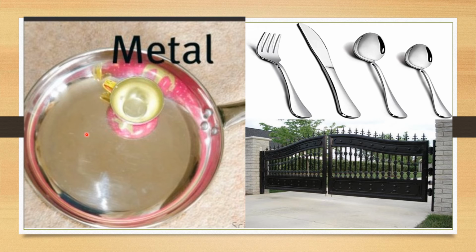Now, you can find some examples of objects that are made of metal. For instance, the frying pan, some cups. We have the cutlery here. Now, the gates to our homes are also made of metals.